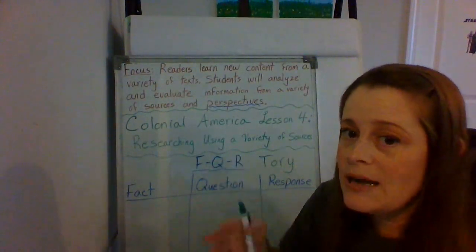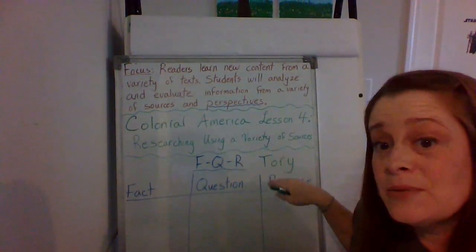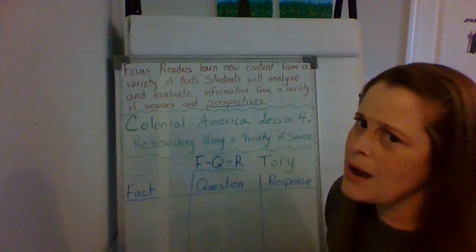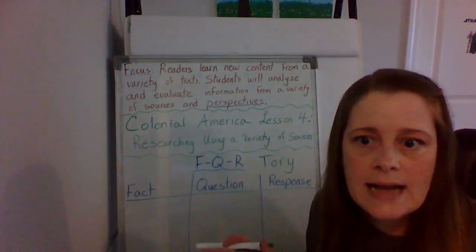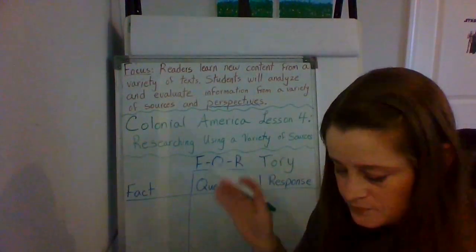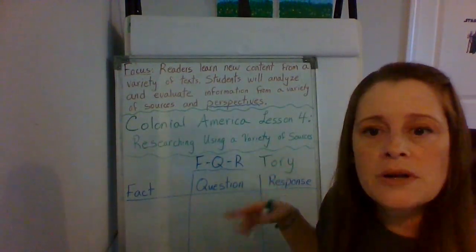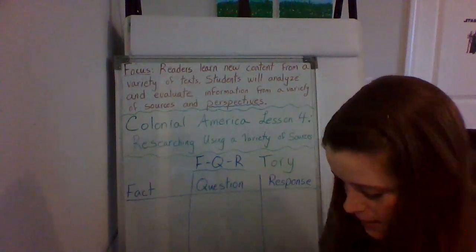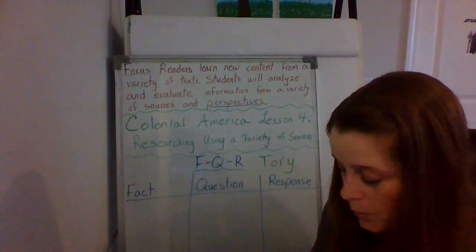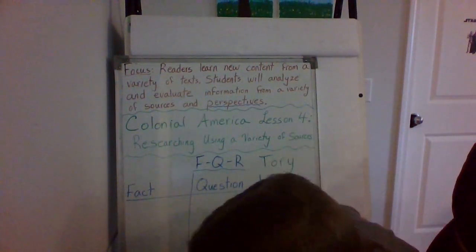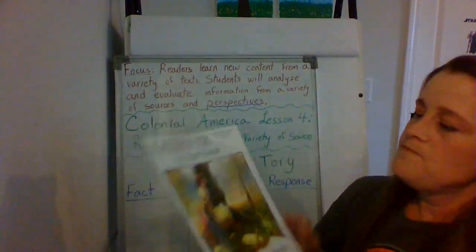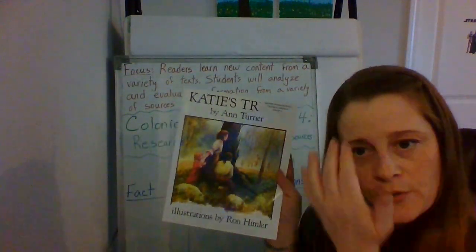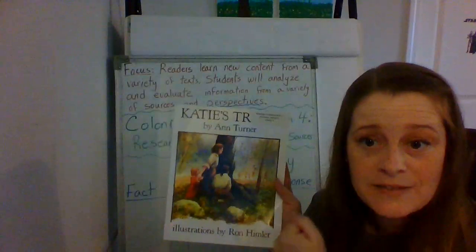Neighbor against neighbor kind of happened here because some people stayed loyal to the king. Some people were like, oh, you know what? We need a new America, and the king is taxing us too much. So this is from the perspective of a Tory, so someone who, oh, king, we're going to follow you. So we are going to read today Katie's Trunk. And I'm guessing you've already figured out that Katie is the perspective we are looking at.